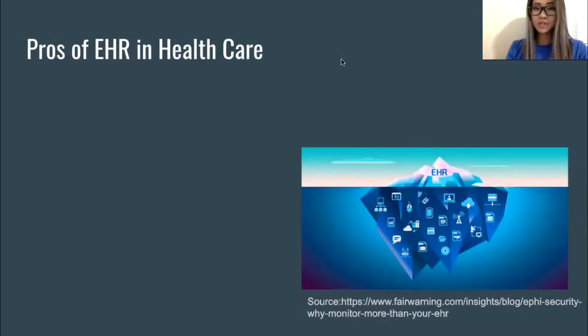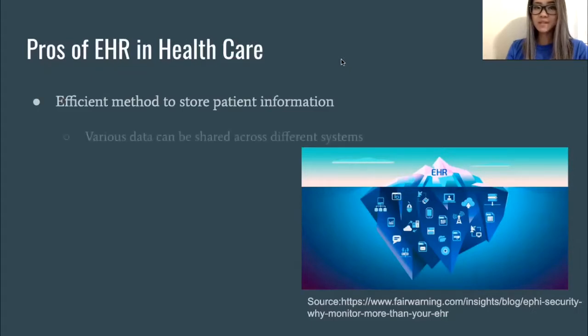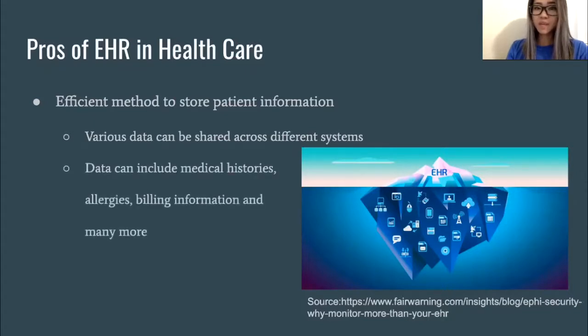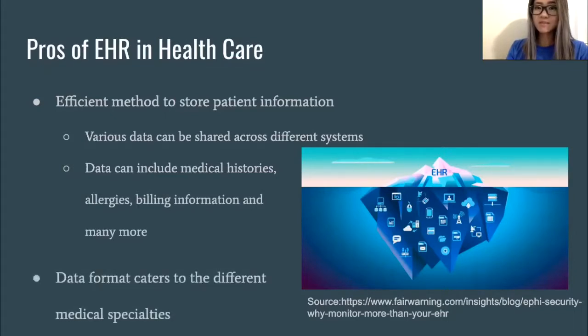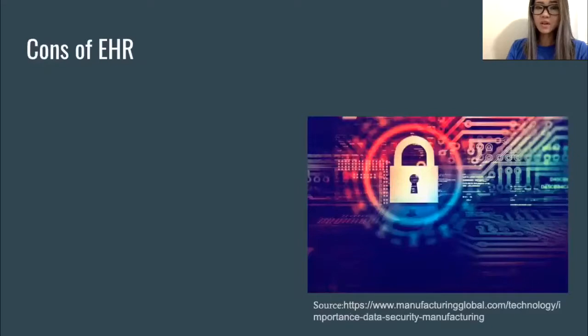There are several important pros to the electronic health record in healthcare. Most importantly, it is an efficient method to store the patient information. This is because various data can be stored in EHR and can be shared across different systems. The data not only includes all the medical histories of the patient, but also many other information such as allergies and billing information. Another pro to EHR is that the data format caters to the different medical specialties. This means that the data is presented in a way that is easily understandable by all types of users throughout the various healthcare settings.